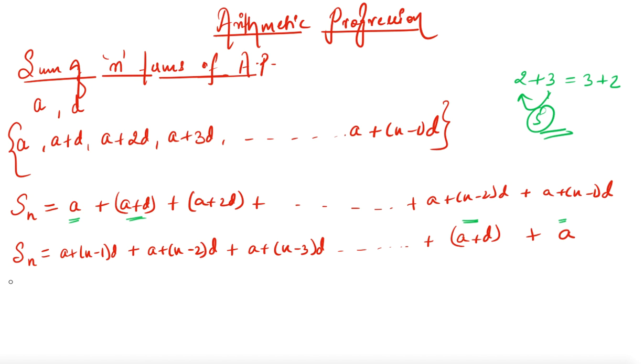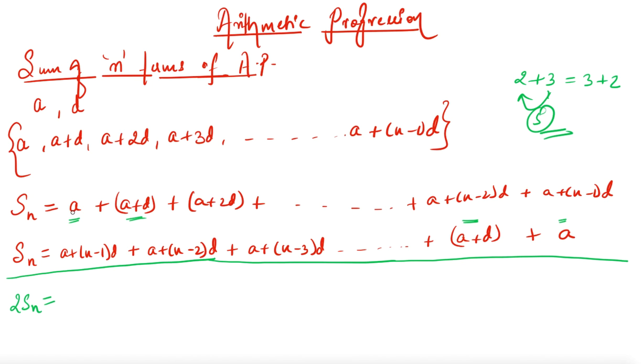Now what I'll do, I will add both the series. Let me see what I will get. Sn plus Sn will become 2Sn. a plus (n minus 1)d, this a, I will add this and this together. The first term is added to the last term, so a plus a becomes 2a plus (n minus 1)d as it is. This plus this. Now let me write it in big brackets. This a and a will become 2a, and (n minus 2)d plus d will become (n minus 1)d. You can add it and see.